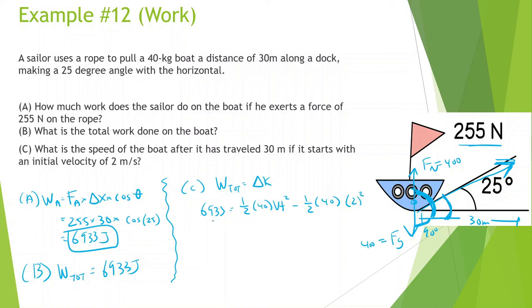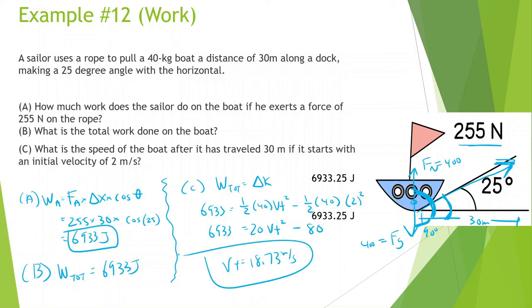So let's do a bit of math. 6,933 is equal to 20 VF squared minus, so it's 4 times 20, minus 80. So let's do this. 6,933 plus 80, divided by 20, square root, 18.73. 18.73 meters per second. Okay? Hope that made sense.